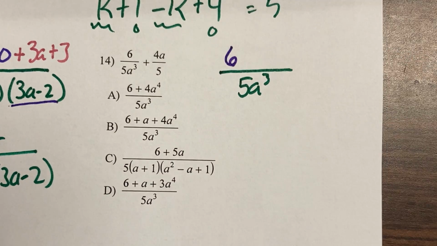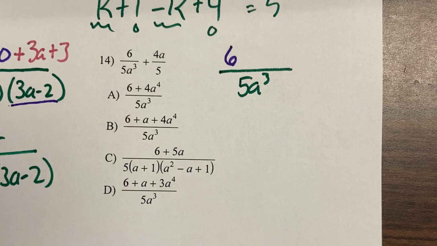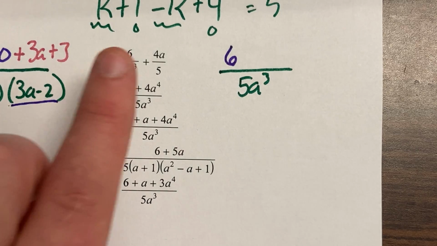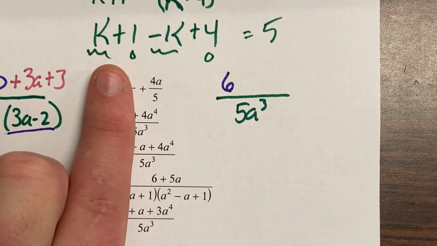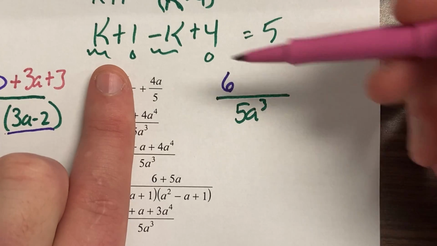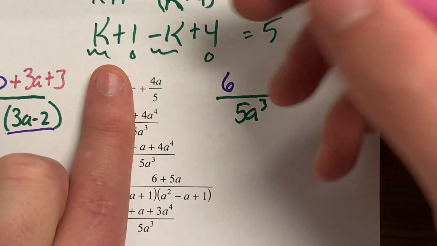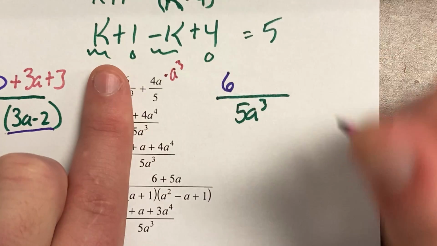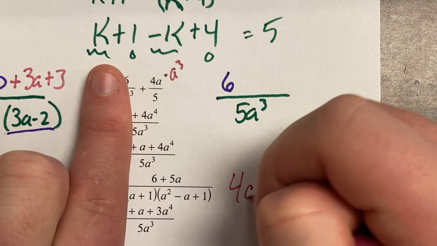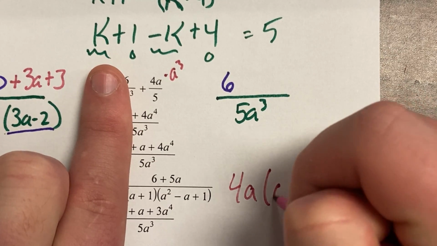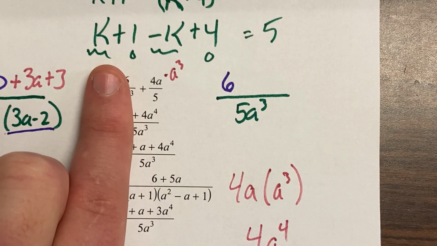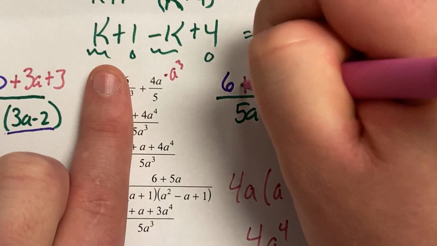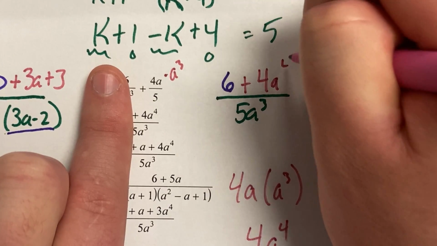So I'm going to hold on to this 6. What is going to change is this fraction. We went from 5 to 5a to the third. When I'm changing that base, whatever I did to the bottom, I have to do to the numerator. So how did I get from 5 to 5a to the third? Well, I multiplied by a to the third. So 4a, the numerator of that guy, and I'm multiplying by a to the third. When I multiply bases, I add exponents. So I'm getting 4a to the fourth.